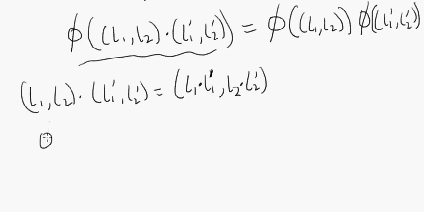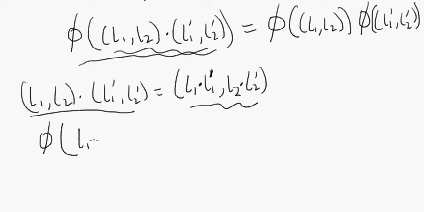What's phi of that then? So if the product of L1 L2 and L1 prime L2 prime is the same as L1 L1 prime comma L2 L2 prime, then isn't phi of the product just the same as saying phi of L1 L1 prime times L2 L2 prime? But what does that equal to?